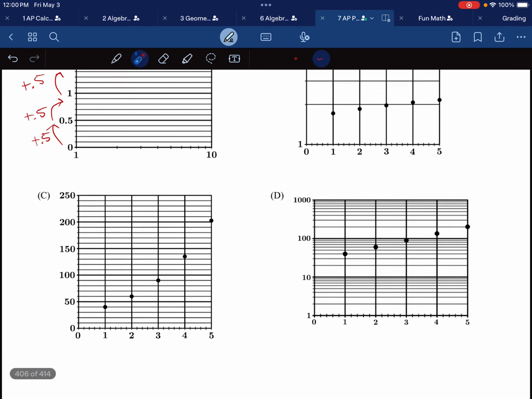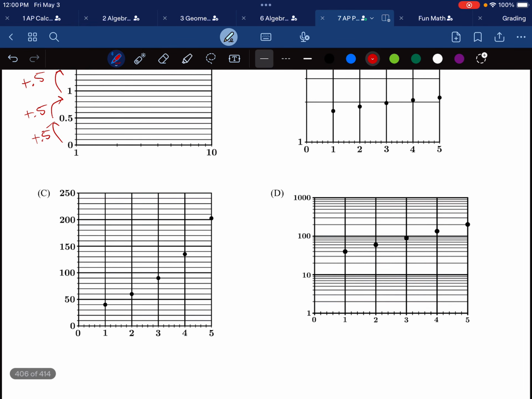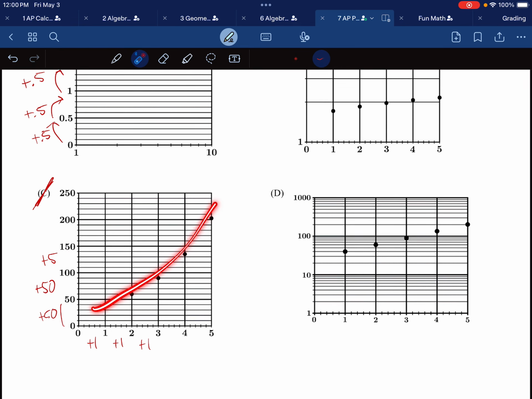What about C? So C, again, is this problem where this is just a normal plot. This is constantly going up by 50, so plus 50, plus 50, plus 50, and then over here it's plus 1, plus 1, plus 1. This is just a normal plot. It's not even a log or a semi-log plot, so it's not C, even though the data is probably graphed correctly.